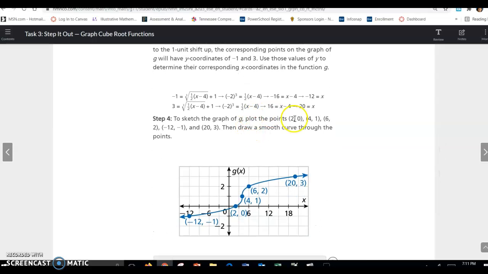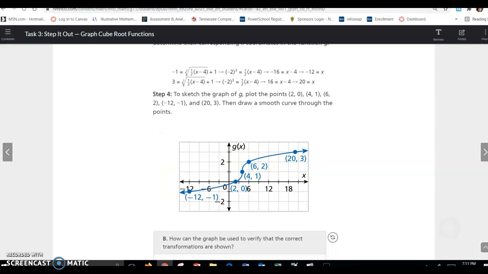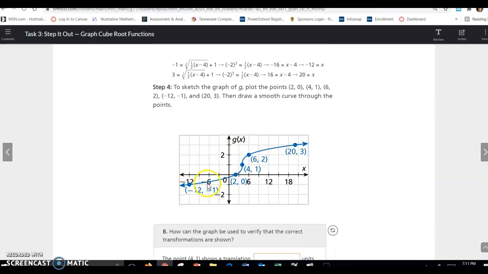So we took those 3 here, and then we found 2 more points. So now we have 5 points to graph. All right, then it says draw a smooth curve through the points. So this is how you would graph using your equation if you didn't have a calculator to type it in.